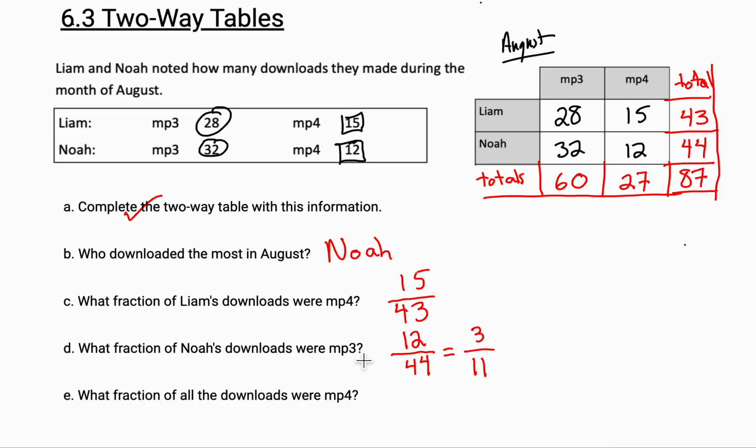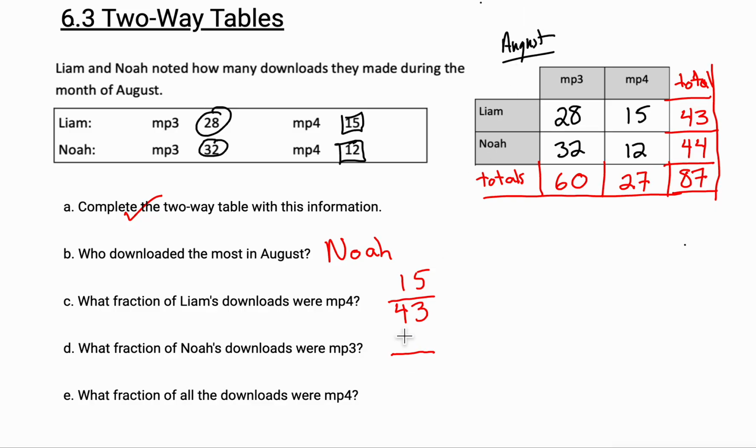So, MP3s, oh, wait a minute. I used the wrong one, and that's the tricky part. There's a lot of data here, so I was double checking. I looked over here and said, hey, MP3s, that's this column. So I want to use the 32 for Noah. So I'm going to back myself up and do a little erasing.